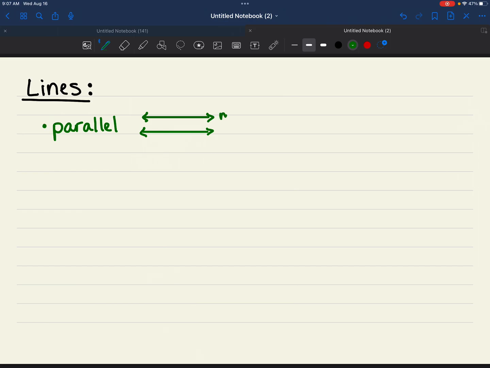So we'll call it M and N. Right, so if I have lines M and N and I want to show that they're parallel, we have a symbol. It just looks like 2 bars, 2 parallel bars. All right, so we would say line M is parallel to line N. Right? So those double lines just mean parallel to.